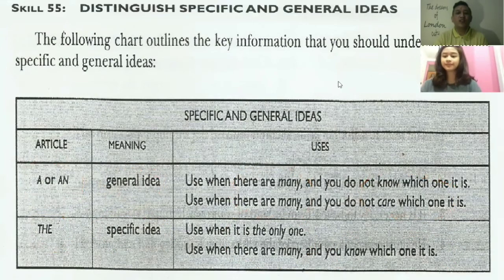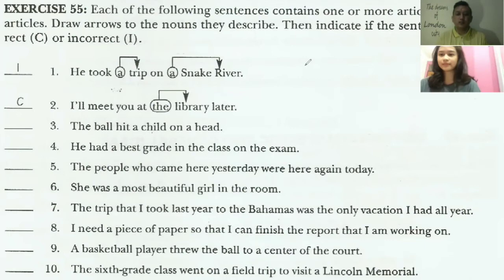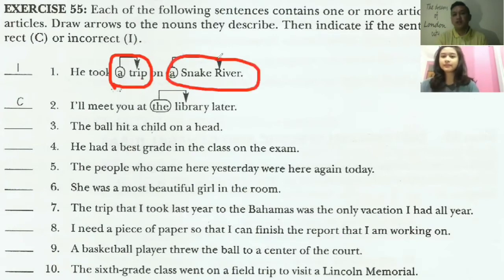Now, can we move to the practice? Yes. So here in this practice, you just have to state whether each sentence is correct or incorrect. For example, number one, this is incorrect. Which one do you think is incorrect? A trip or a Snake River? A Snake River. Okay, it's supposed to be the Snake River.